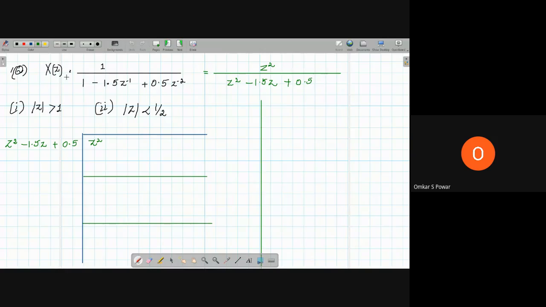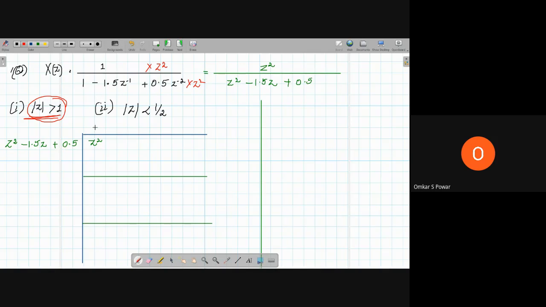What we have got: x of z is equal to 1 divided by 1 minus 1.5 into z to the power of minus 1 plus 0.5 into z to the power of minus 2. So multiply the numerator by z square and the denominator by z square. What you will get here is z square divided by z square minus 1.5 into z plus 0.5. So first condition, mod z greater than 1. Write the numerator as it is, and the denominator as z square minus 1.5 into z plus 0.5.